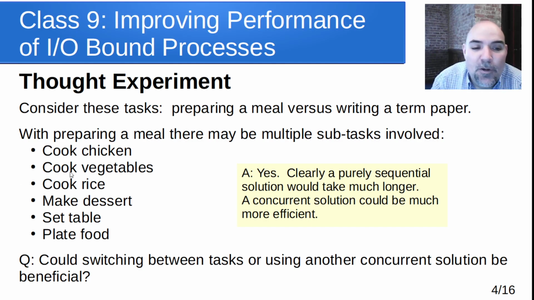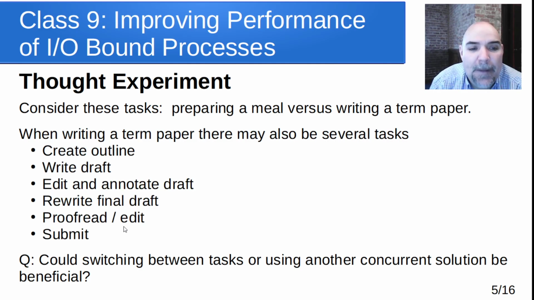But you notice that, or another concurrent solution would be like, hey, have somebody come into the kitchen and help you. I'll do the chicken and the vegetables, you do the dessert, you set the table. We'll get one of the kids to start the rice, and then at the end we'll have everybody plate their own food, like buffet style. Here's the plates, there's the food, get what you want. But you'll notice that the least efficient option here is to do this sequentially in this particular type of problem. But now let's think about writing a term paper.